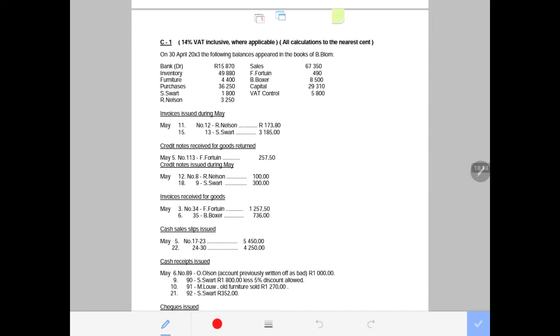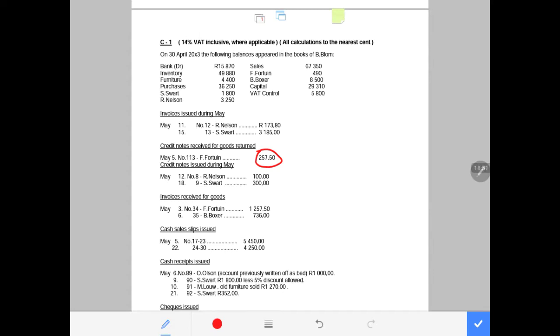Now the minute inventory is returned, this is a return to the supplier, not the customer. We received the credit note, which is the paper document between us and our supplier. Meaning where we bought inventory on credit, we have returned it back to our supplier. So this is a return to the supplier, and the return gave us a credit note of 257.50, which we received from the supplier.